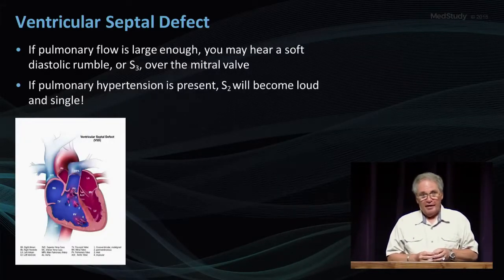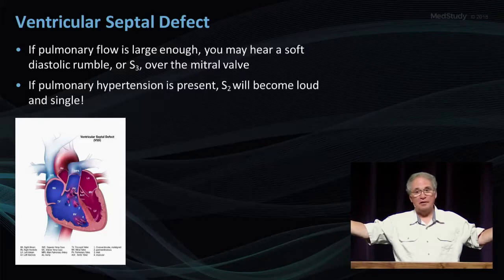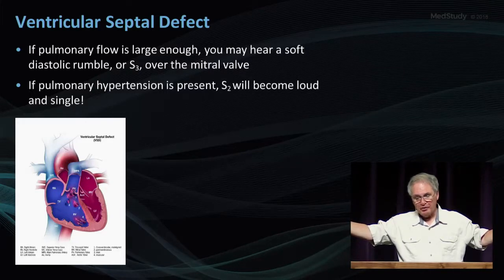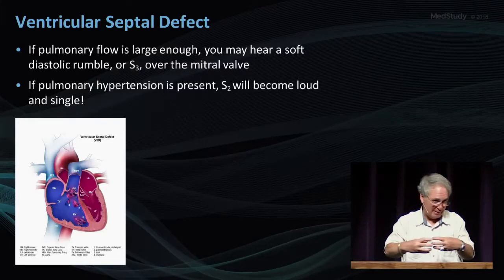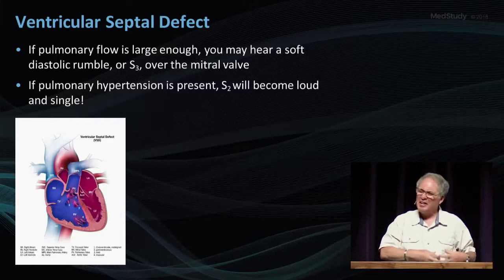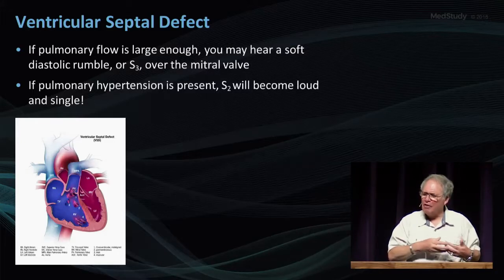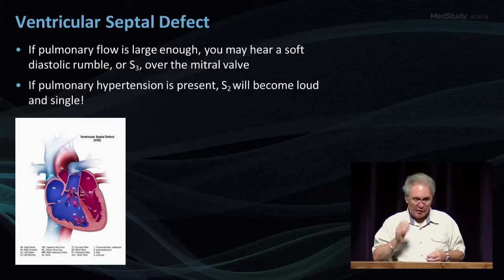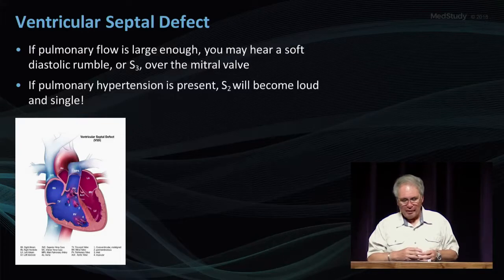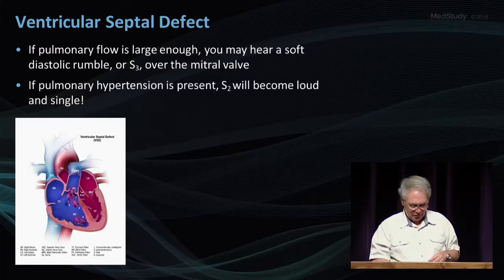Okay. If there's so much blood going to the lungs because of a large ventricular septal defect, there's a lot of blood coming back to the left atrium, you might hear the blood flowing across the mitral valve as an S3 or a soft diastolic rumble. And very importantly, if there's pulmonary hypertension present, S2 becomes loud and single. That's worth underlining.